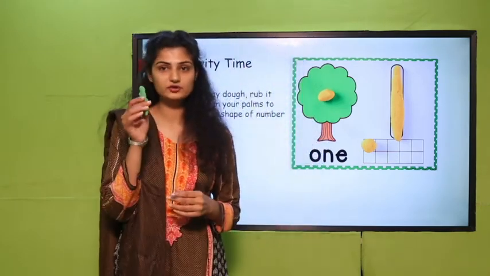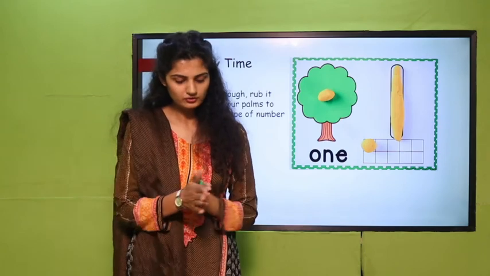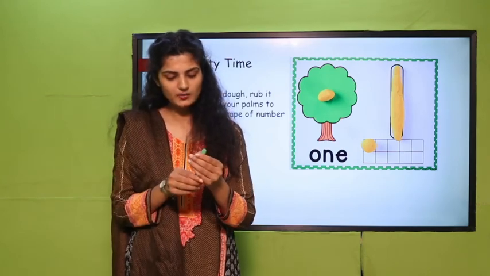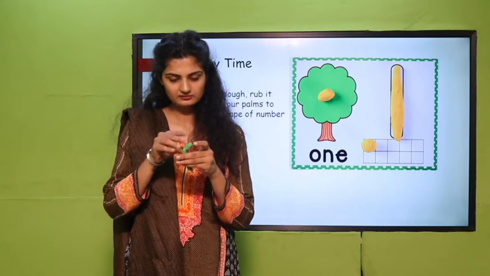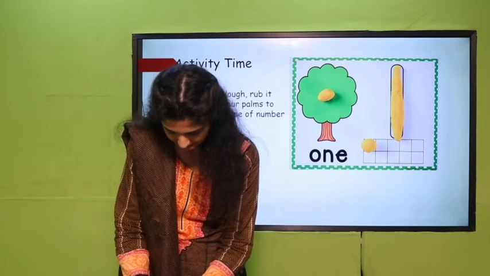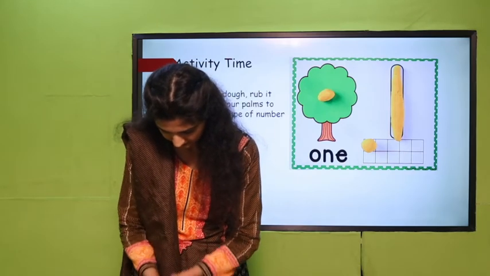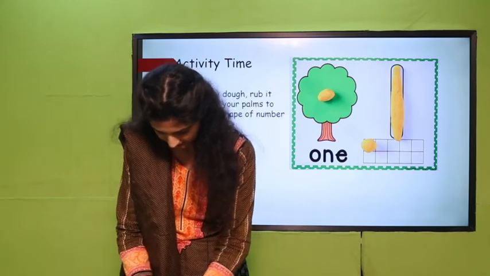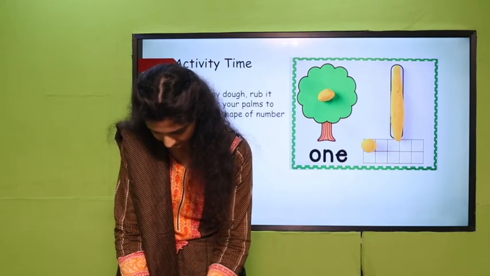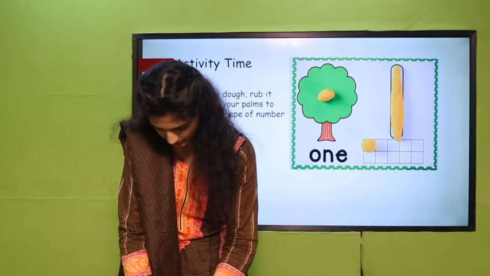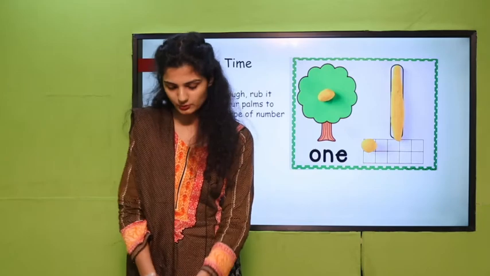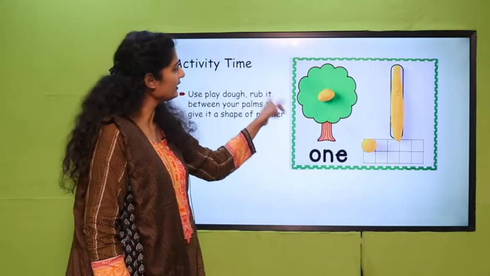I have a Play-Doh with me. So we're going to rub it. And if we bend it a little from the top, it will come into the shape of one. Right? So there is number 1. I have made number 1 with the Play-Doh. Why? Because there is only one tree on it.